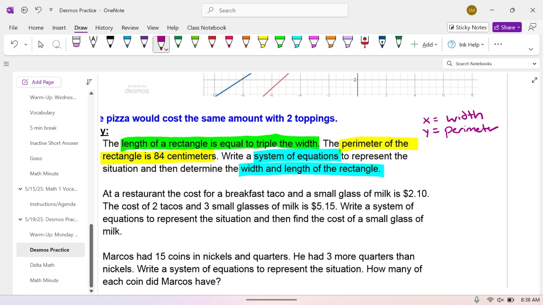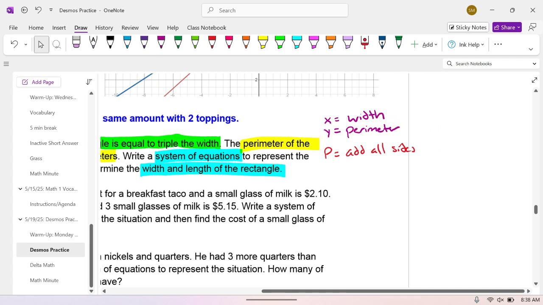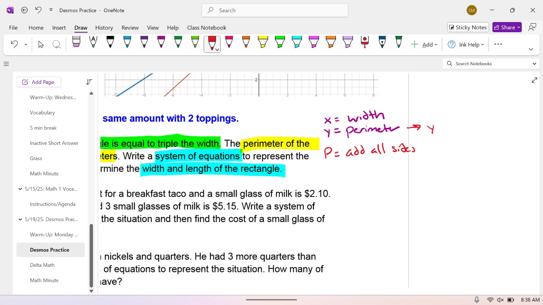Now, the next part of our analysis is, what is typically the way you find the perimeter of a rectangle? So if we're finding the perimeter of a rectangle, how do we find it? Add all sides. All right. Now, we got that done. So if we know that Y is equal to perimeter, we know Y is equal to what? What's the perimeter of the rectangle? What they tell us? 84.